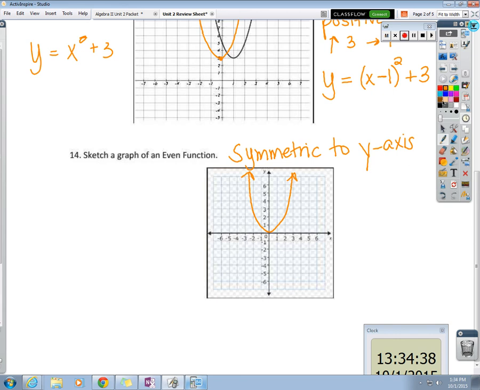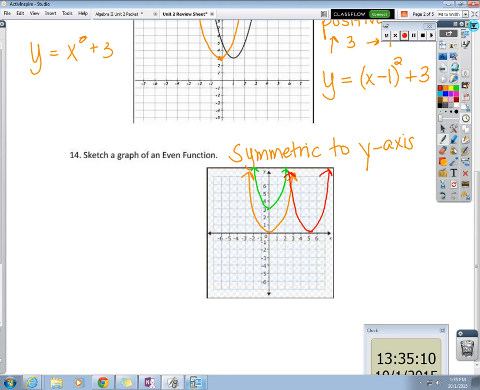Now, say that I take that parabola and I shift it up 3 units. Is it still an even function? Yeah, it's still symmetric to the y-axis. So moving it up or down the y-axis will not change the fact that it's an even function because it's still symmetric. What if I take it though and I shift it over here to 5? Is it still an even function? No, it's no longer symmetric to the y-axis, even though it's the same function, because we shifted it off of the y-axis. Does that make sense?